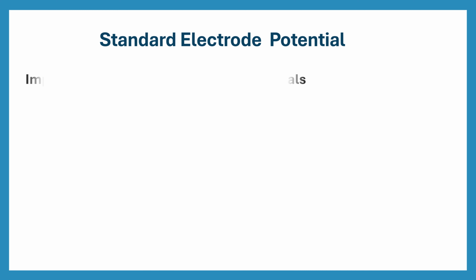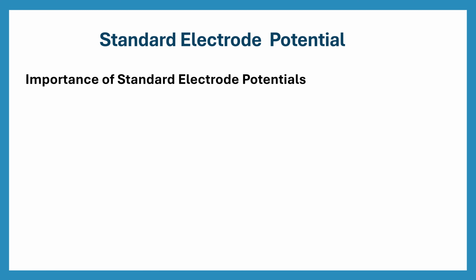On this slide, we will explore why standard electrode potentials are so important in electrochemistry. These potentials are not just numbers, they tell us how strongly a substance wants to gain or lose electrons. In practical terms, they help us understand which chemicals act as an oxidizing agent and which act as a reducing agent, and so how we can predict the spontaneity and direction of redox reactions.